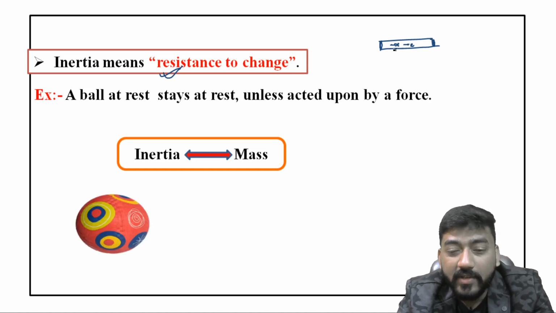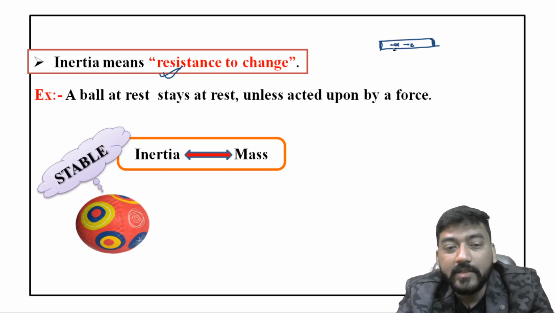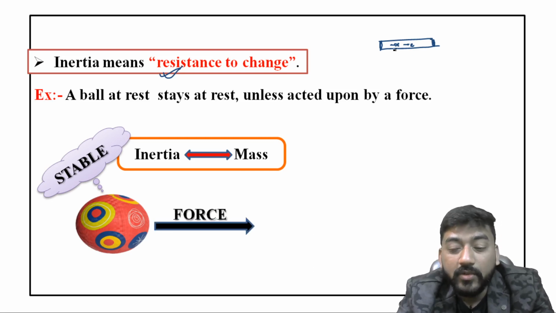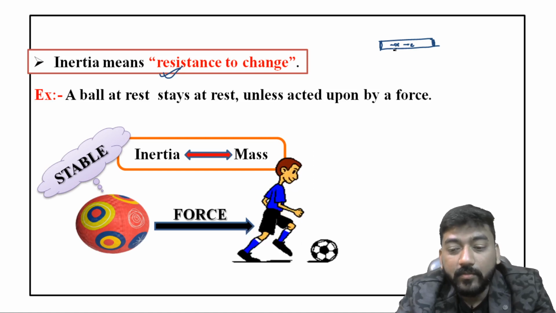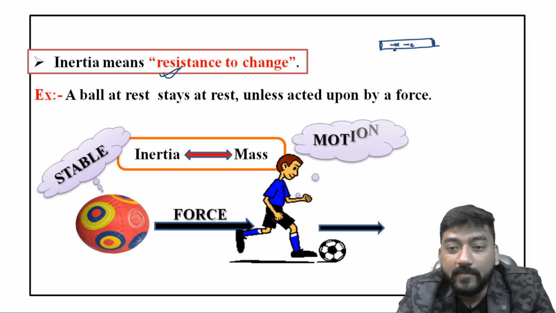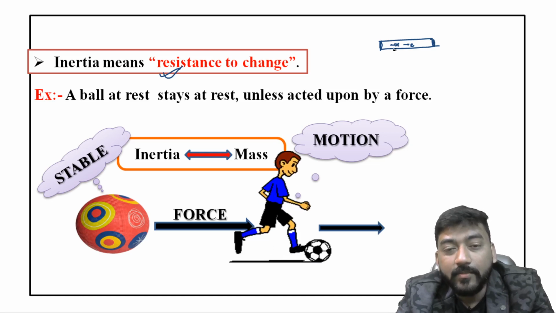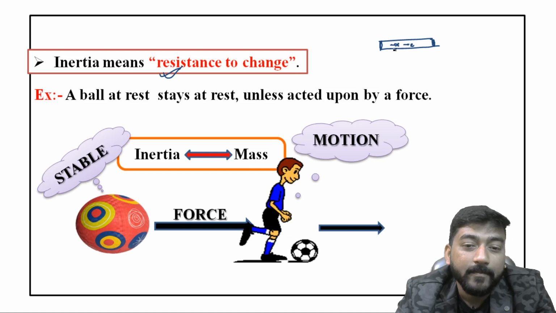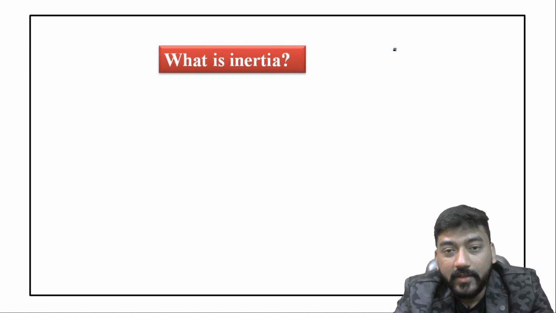Okay, and you can see this football. This ball is at rest, and you can say it is in a stable equilibrium, or in an unstable position. Now if you want to move it, you have to give it force. If you give this ball force, then it will move obviously. So you can see that this motion can be created, and the ball can move if you give force on it. And this is actually the inertia.